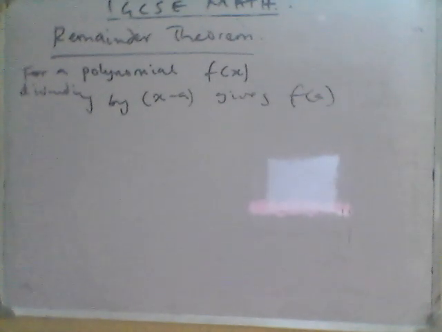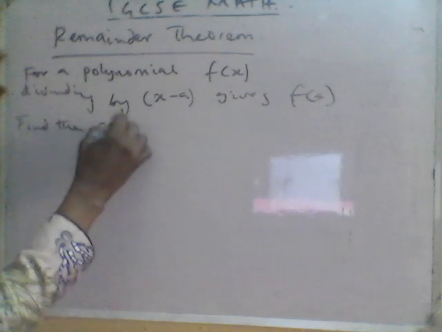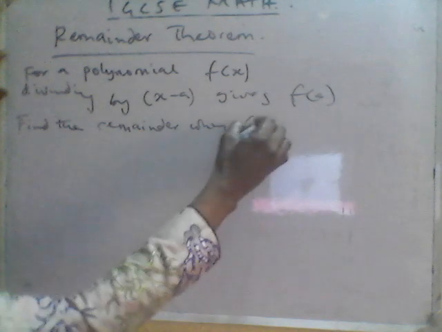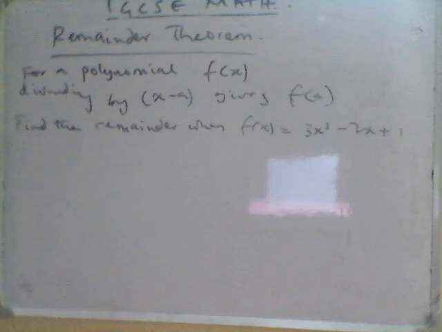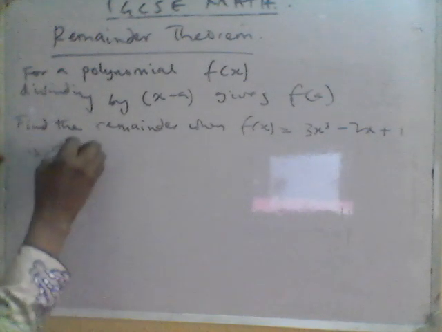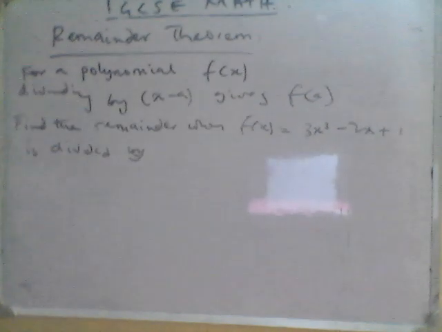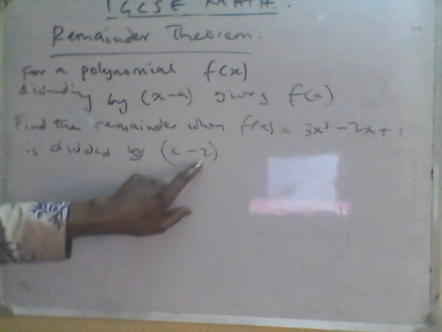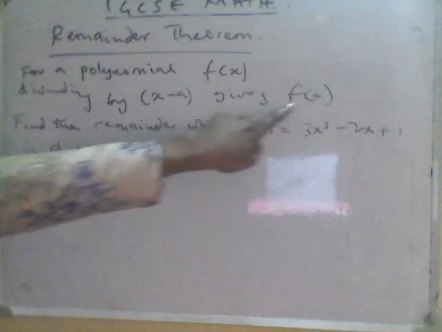So if, for example, they say find the remainder when f of x, which I can define as maybe 3x cubed minus 2x plus 1, is divided by x minus 2. In this kind of situation, f of a is f of 2, because from here, remember that theory: dividing by x minus a gives a remainder f of a, right?